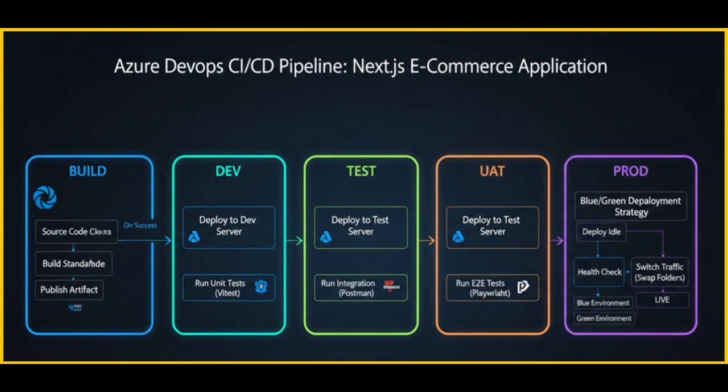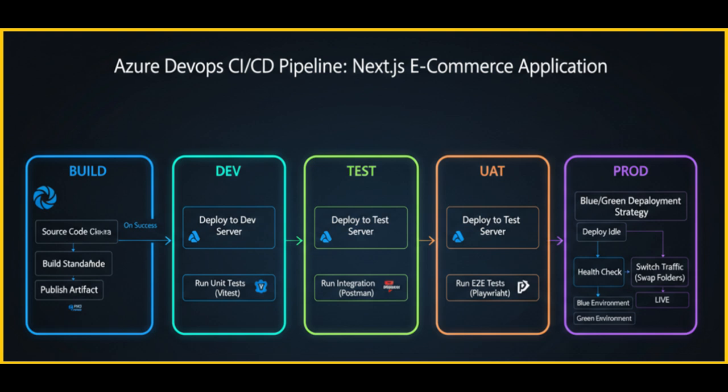Stage 1, Build, that is CI. The objective is to create a single, immutable deployment artifact. The key actions performed are: installs dependencies and generates the Prisma client. Compiles the application using Next build in standalone mode, which optimizes for production by bundling only necessary files. Packages the standalone build, static assets, public files, database schema, and test suites into a pipeline artifact called drop. The outcome is a portable, self-contained artifact ready for any environment.